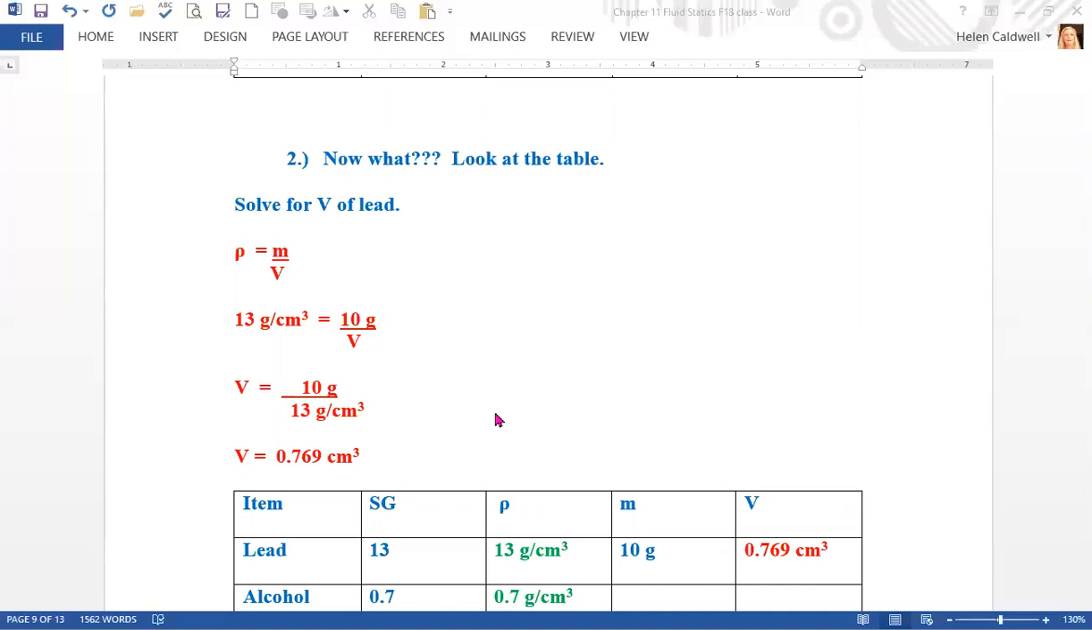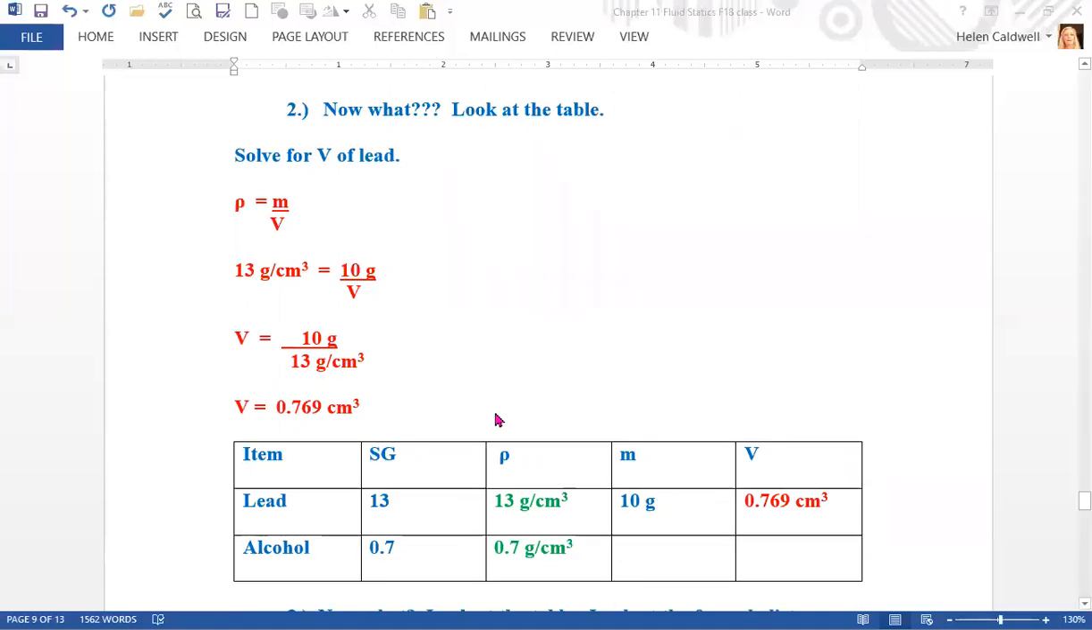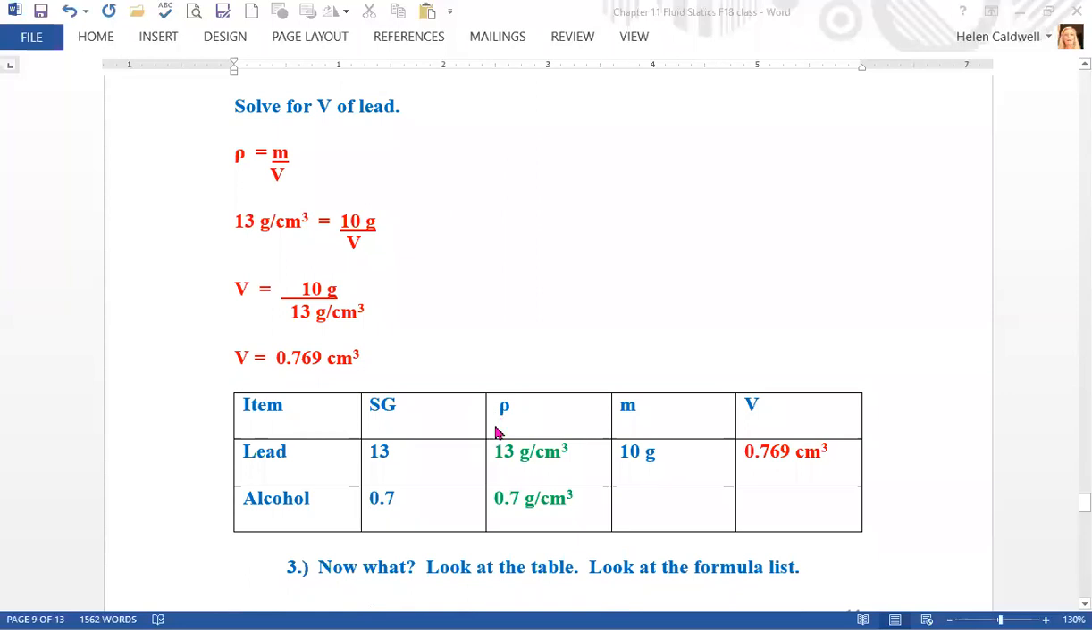And again, you don't need to copy the table over every time. I just did it for convenience sake. You should probably draw your table once and just fill in as you solve for things. Now what? Look at that table. In this table, either the masses will be the same or the volumes will be the same. The masses are the same if you have a floater. Floaters displace their own mass. If you have a sinker, the volumes are the same.